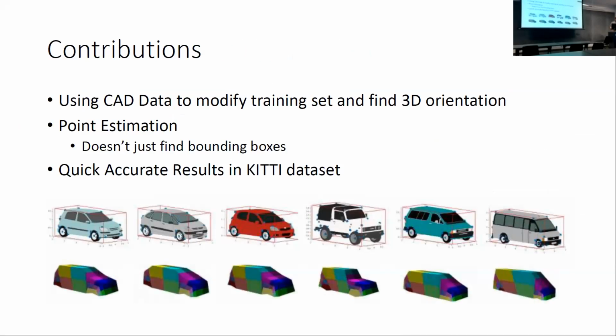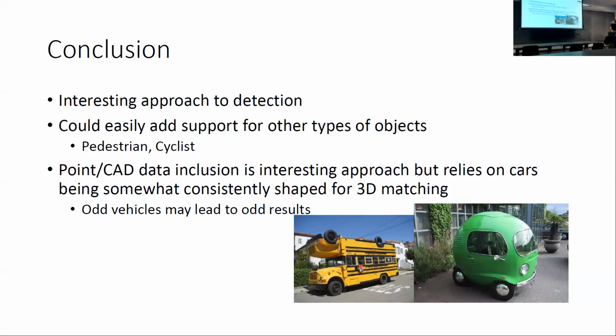So general contributions, they use CAD data to modify the training set and find 3D orientation. They do find point estimations. So it's not just where's the bounding box. They can generally see the shape and avoid specific components of the car. And it's also quick for how high up it is, with accurate results on the data set.